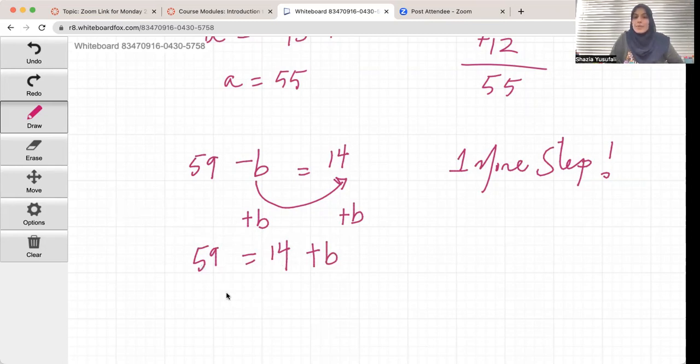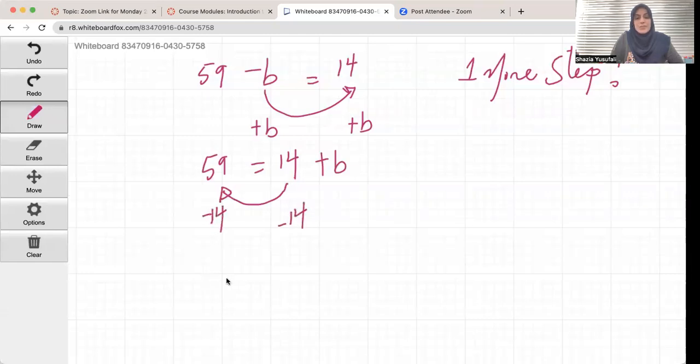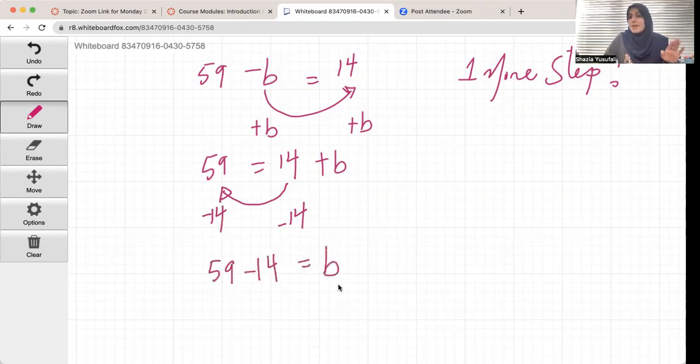Now we take the 14 and bring it on this side, so we have all the numbers on one side and all the variables on the other side. So now we take our 14 and we move him right here. If you're moving him, you're doing the opposite. Minus 14 here, minus 14 here. So now you will have 59 minus 14 equals B. Everybody's positive, everybody's happy, no negative emotions. I love that.